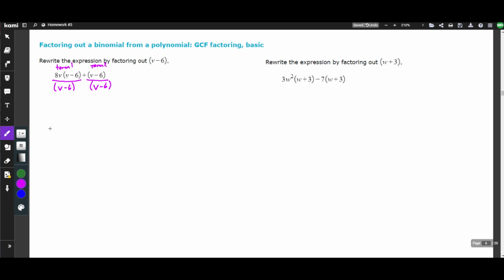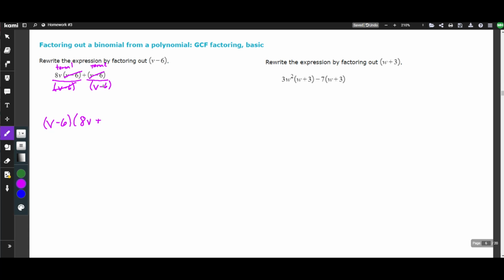Whenever we are factoring, we do need to say, what did I divide out of everything? And in this case, it's a v minus 6. And then when I divide that out, what is going to be left from each of those? It's going to look like a fraction when I reduce it. So the v minus 6 is going to cancel out top and bottom. I am left with an 8v for the first term. I have a positive divided by a positive, which is a positive.